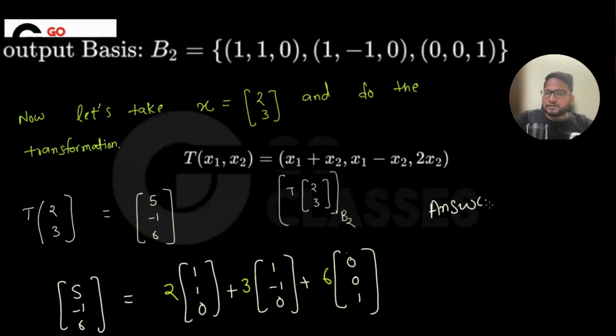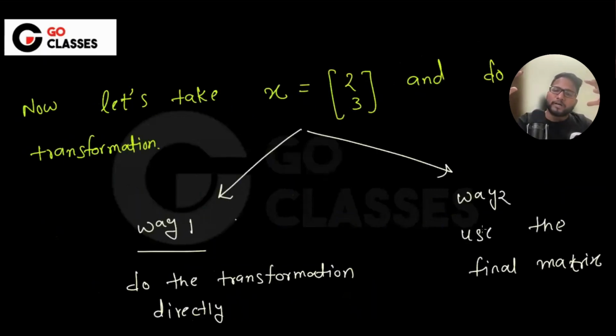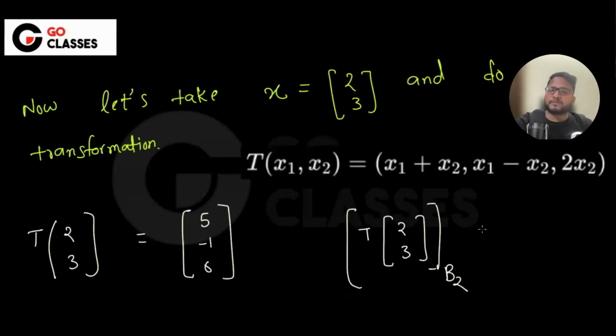Is this the final answer? Yes. Why? Because this is the answer of the transformed vector x in the basis of b2. This is the final answer, right? Now, is this way one clear to everyone, how we did it? We have our x, we transform it, and then we manually convert it to basis b2.